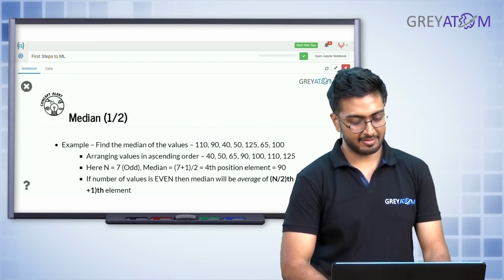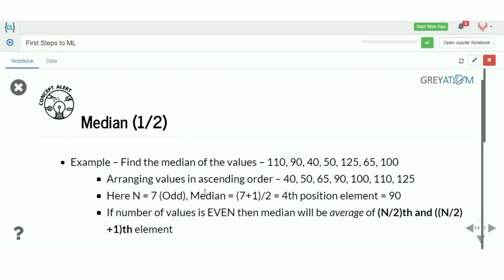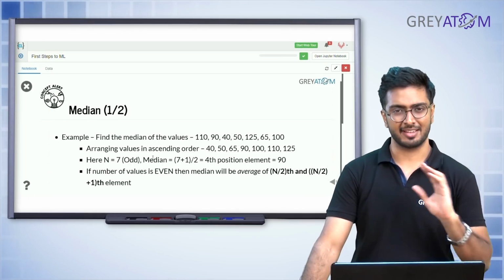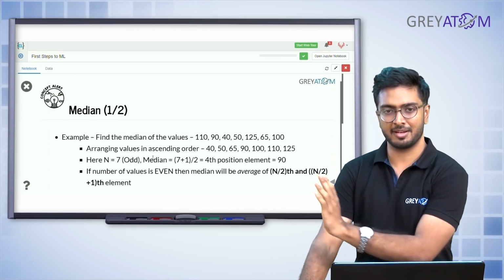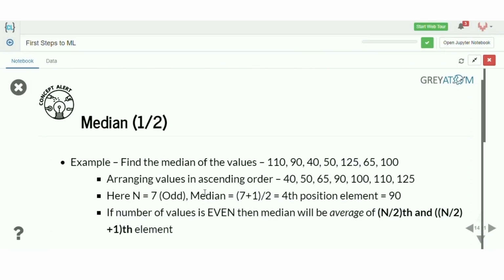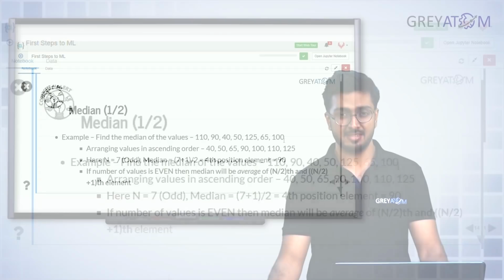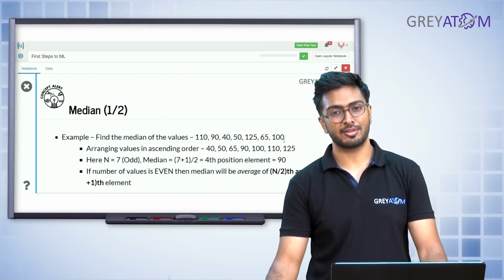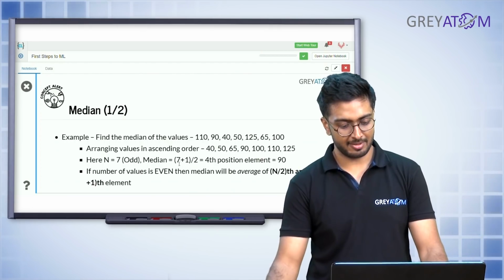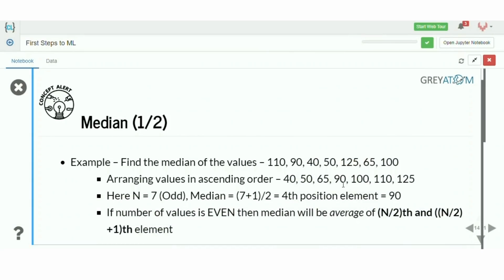So now let's understand that with an example. Say you are given 110, 90, 40, 50, 125, 65, 100, and you are asked to find the median. How will you do it? Simple. First, put them in ascending order: 40, 50, 65. Now how many values are here? Let's count: 1, 2, 3, 4, 5, 6, 7. So there are 7 values, and the fourth value is the median. The fourth value is 90, so 90 is our median, right? That's the exact median.